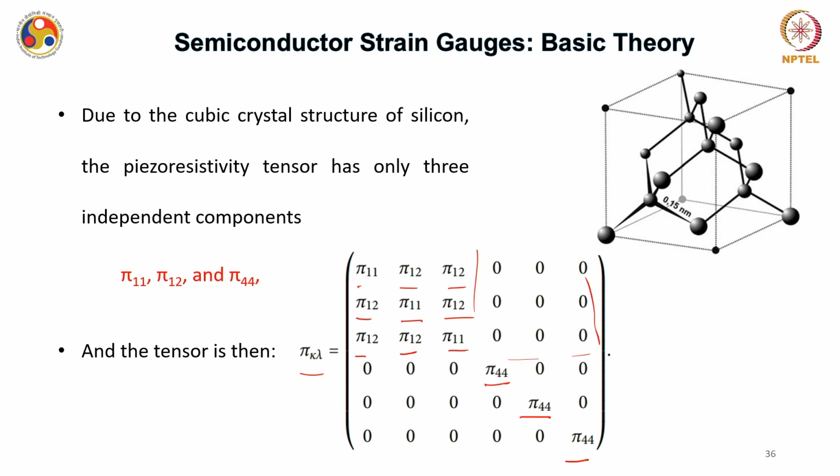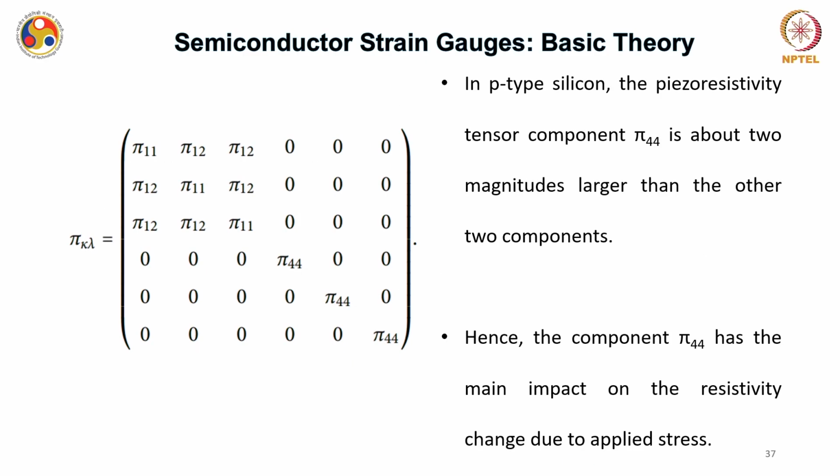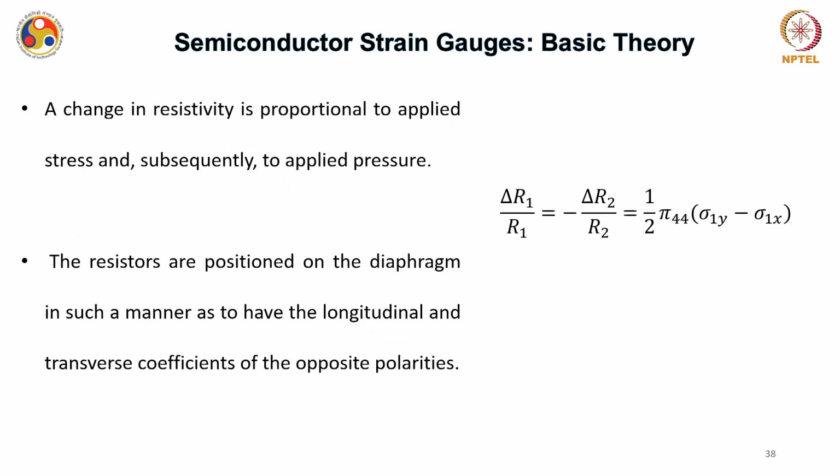So, we have 3 independent components, pi 11, pi 12 and pi 4,4 for the case of silicon, okay. Now, in p-type silicon, the piezo-resistivity tensor component pi 4,4 is about 2 orders of magnitude larger than the other 2 components. Hence, the component pi 4,4 has the main impact on the resistivity change due to the applied stress, okay. And a change in the resistivity is proportional to the applied stress and subsequently to the applied pressure, and that is how you quantify the applied pressure.